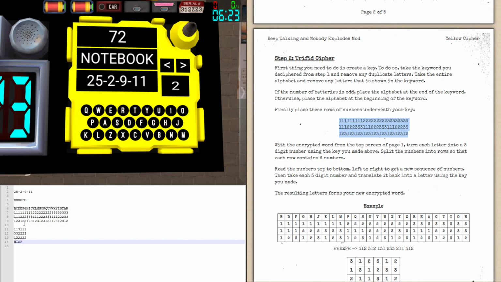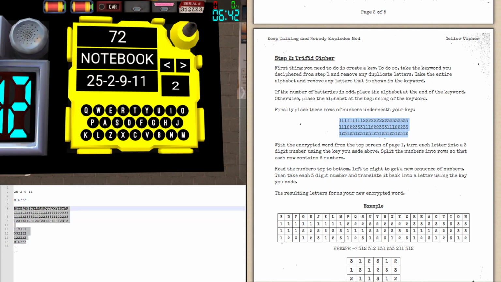Okay, they're all 1, 2, 2s. So this would be F and F again. Interesting enough. So HISFFF. And that is our new encrypted word.